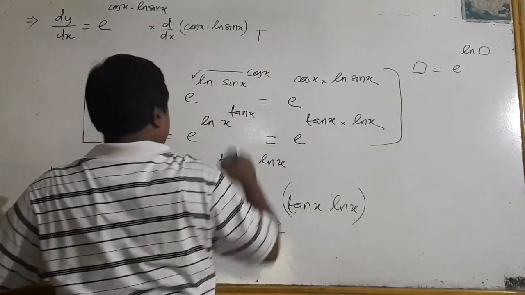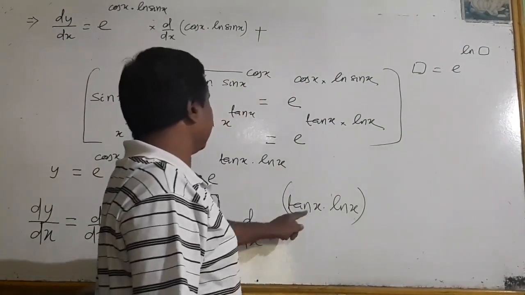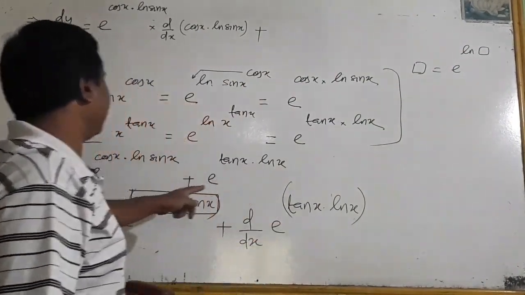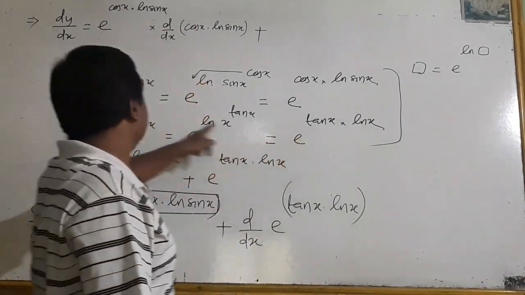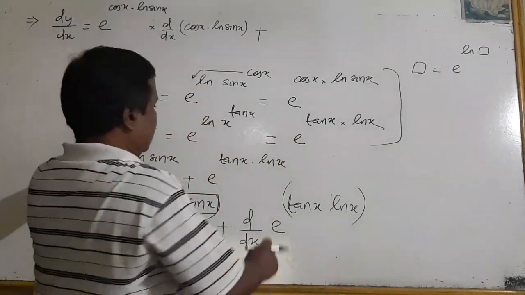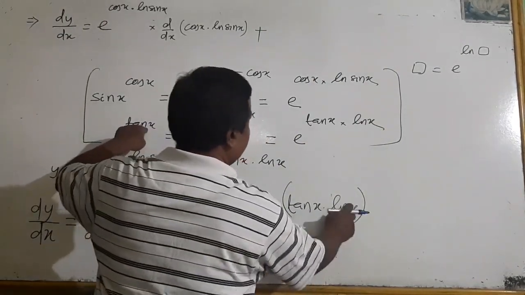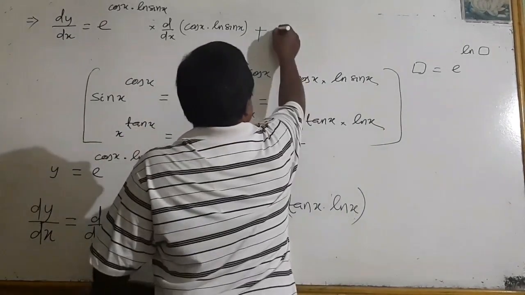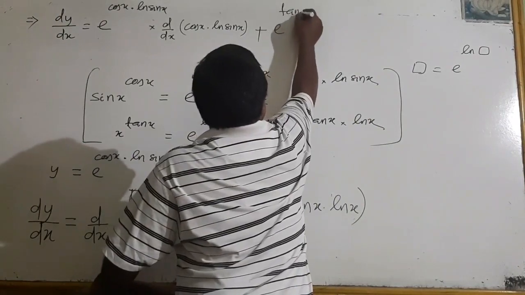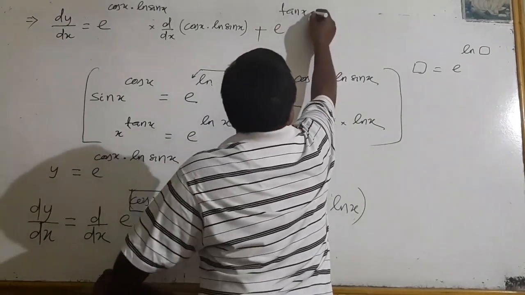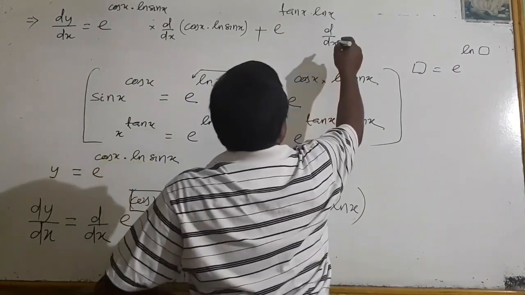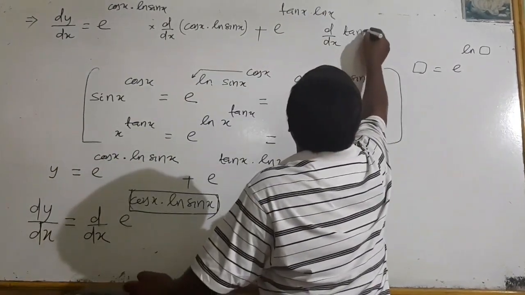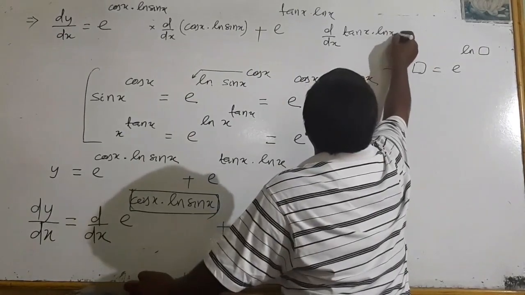Plus, e to the power tan x ln x, differentiation is e to the power tan x ln x into d by dx of tan x into ln x.